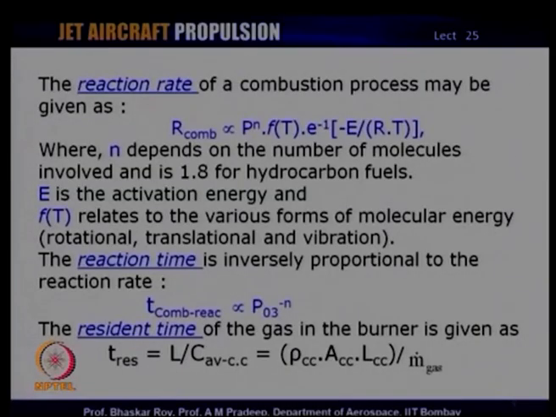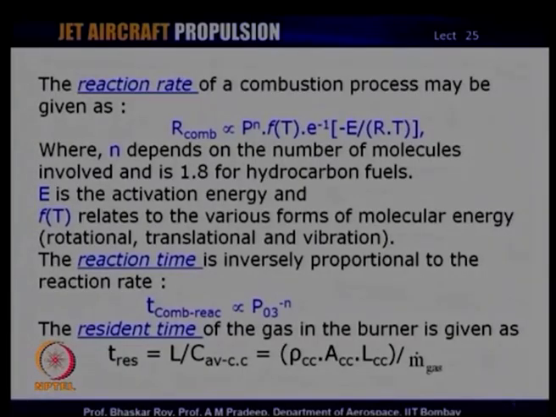Now, all that together, that is, there is a molecular kinetics, there is a reaction kinetics, which is all together decide what the reaction rate of the combustion process is going to be. Now, reaction rate is important because that decides what the reaction time is going to be, and that reaction time is given in terms of again total pressure and the value of n that we have talked about, and that would decide what the resident time of the gas inside the burner is going to be.